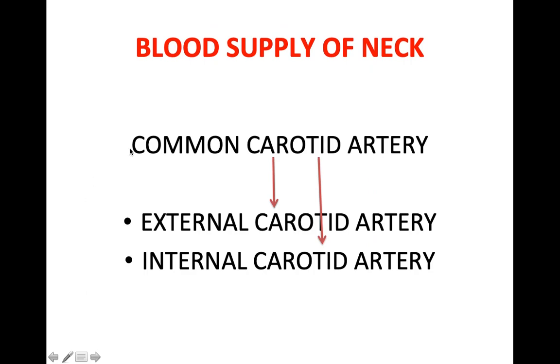So let's talk about the blood supply of the neck. The neck is supplied by the common carotid artery. There are two common carotid arteries, the right and the left common carotid arteries. The right common carotid artery is a branch of brachiocephalic trunk, whereas the left common carotid artery is a branch of arch of aorta, hence longer in length.